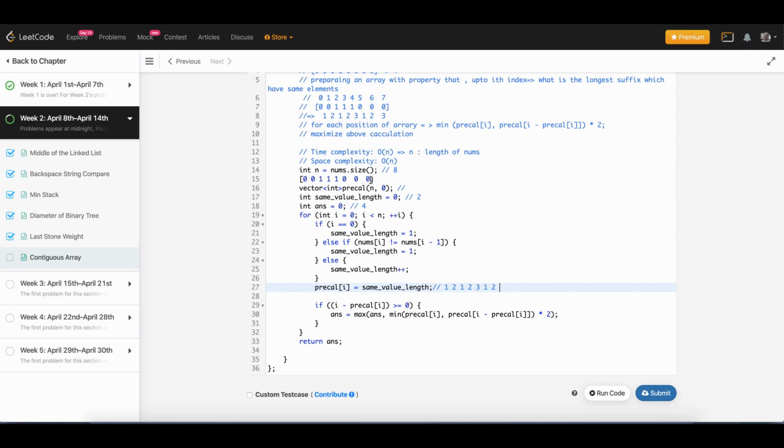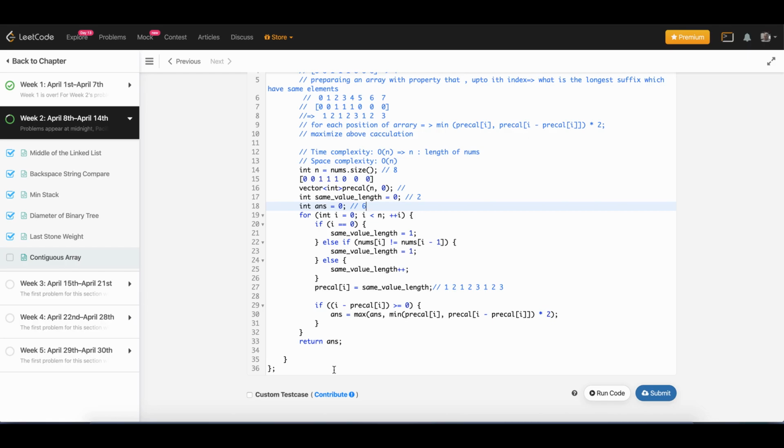Now it will go to the last position, which is 0 again, and the same length value will be incremented and it becomes 3. Now it tries to find the minimum among 3 and 7 minus 3, which is the fourth position. It sees that the minimum among both of them is 3, and it multiplies 3 with 2, which will be 6. The previous answer was 4, so it will update our answer to 6. And finally, whatever we get in the answer variable is 6.